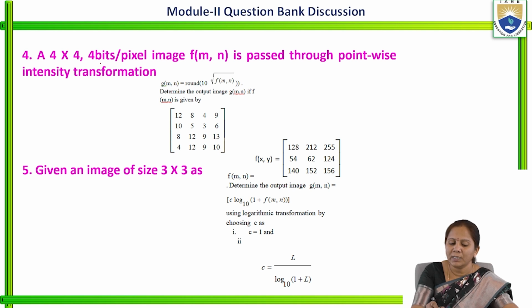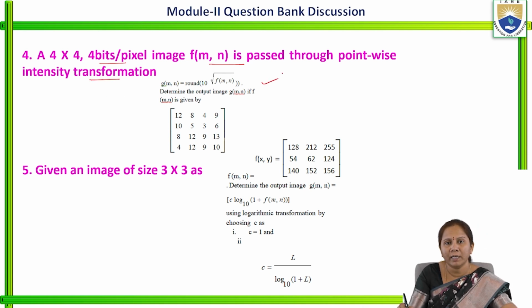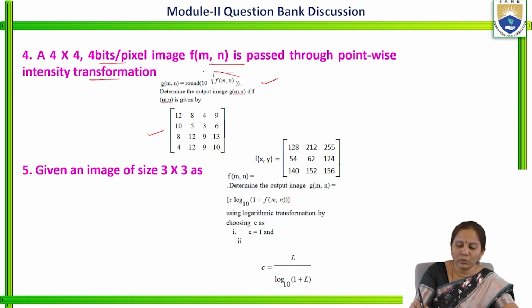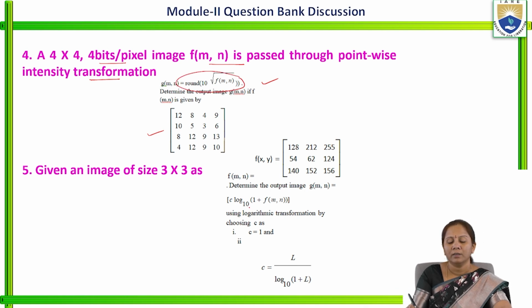The next one is: a 4 by 4, 4-bit pixel image is passed through a pointwise intensity transformation. Here g of m comma n is given, and this is the image f of m comma n which is given. Now we have to consider this g of m comma n while solving this problem.